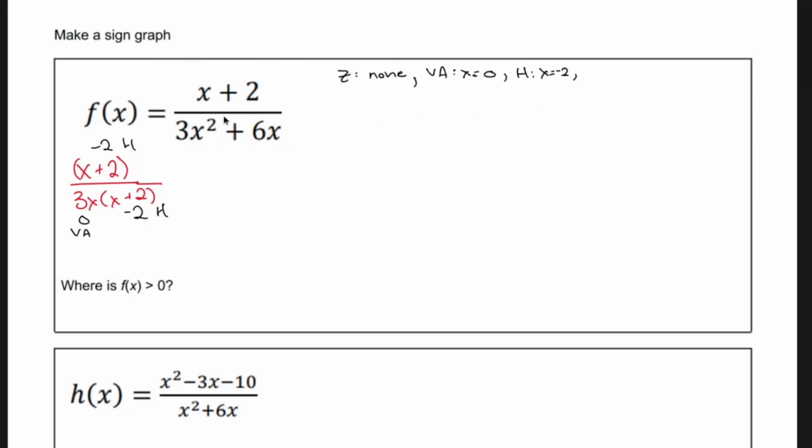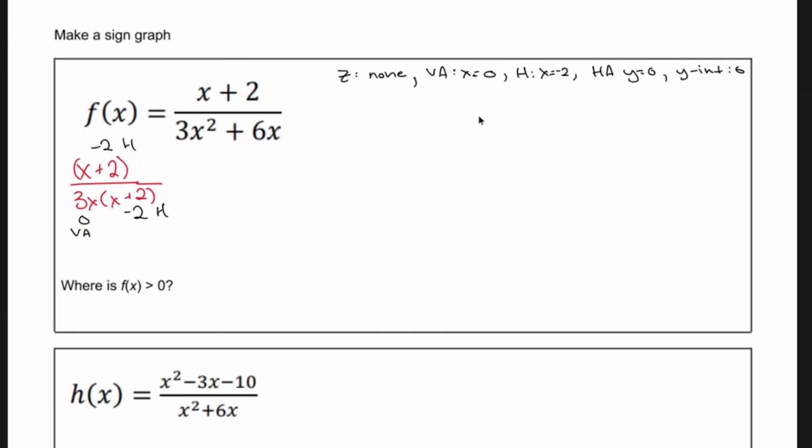Since my degree is higher in the denominator than it is in the numerator, it has a horizontal asymptote at 0. Remember, when that's the case, it flattens out at 0. So if it's going to have a vertical asymptote at 0, there's nowhere it's going to cross the y-axis. So there is no y-intercept.